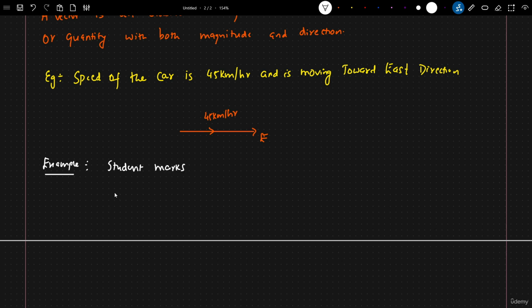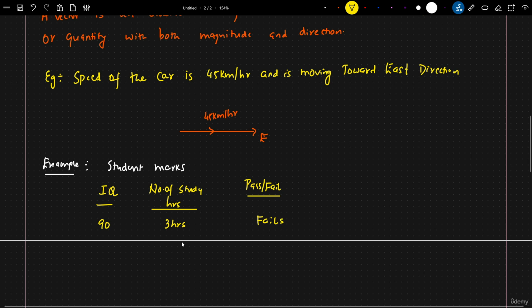Okay. Let's say I have a feature which talks about IQ. The second feature is number of study hours. And the third feature is nothing but pass or fail. So here I have three features: IQ, number of study hours, and whether the person is passing or failing. Let's say if the IQ is 90 and the person is studying for 3 hours, let's say the person fails. Okay, so this is my output. If the person has 100 IQ and studies for 3 hours, the person will pass. So this is what the data set looks like.